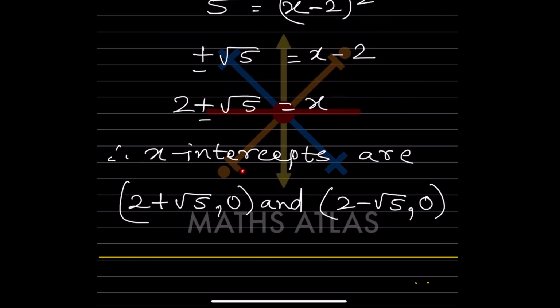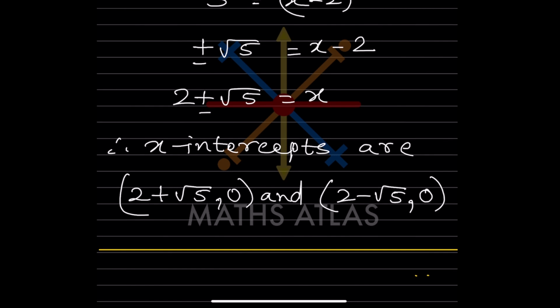Now what will you write here? For the x-intercept, y is 0. This is x, this is y, so in the y place you write 0. One point will be 2 plus root 5, and in the other bracket you write 2 minus root 5. So hope you got the x-intercepts for this one. With this we have completed today's work.